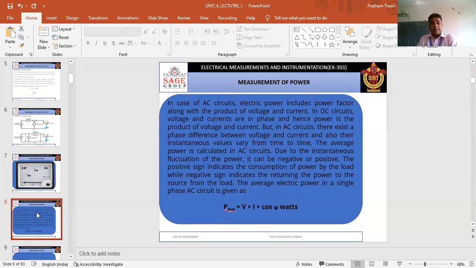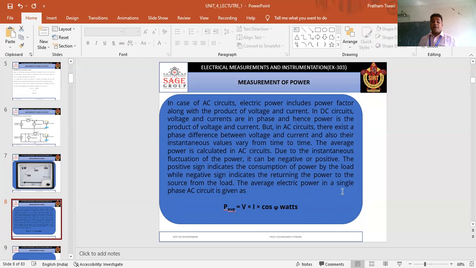Next, in case of an AC circuit, electrical power includes the power factor along with the product of voltage and current. In a DC circuit, voltage and current are in phase and hence power is the product of voltage and current. But in an AC circuit, there exists a phase difference between voltage and current and also their instantaneous values vary from time to time. The average power is calculated in an AC circuit due to the instantaneous fluctuation of the power. It can be negative or positive. The positive sign indicates the consumption of power by the load, while the negative sign indicates the returning of power to the source from the load.